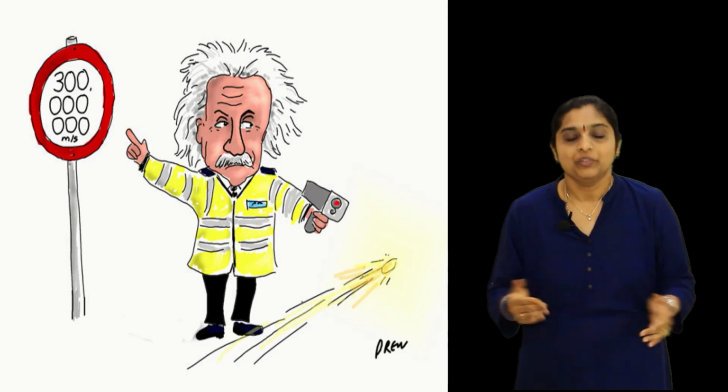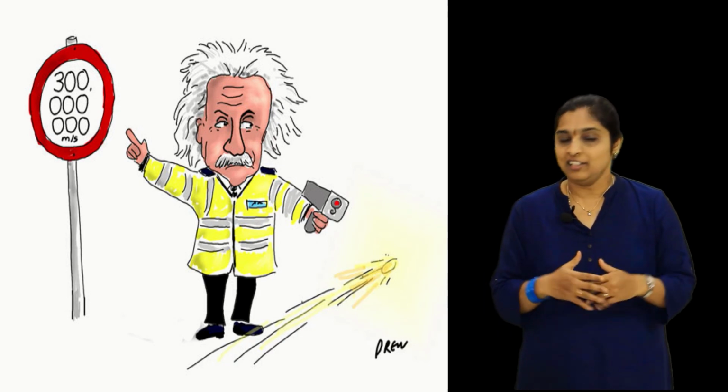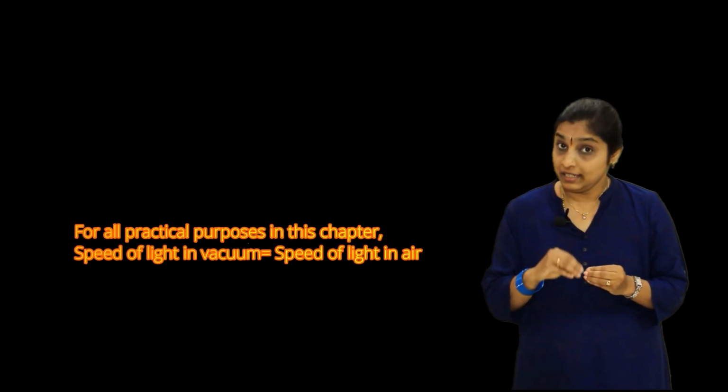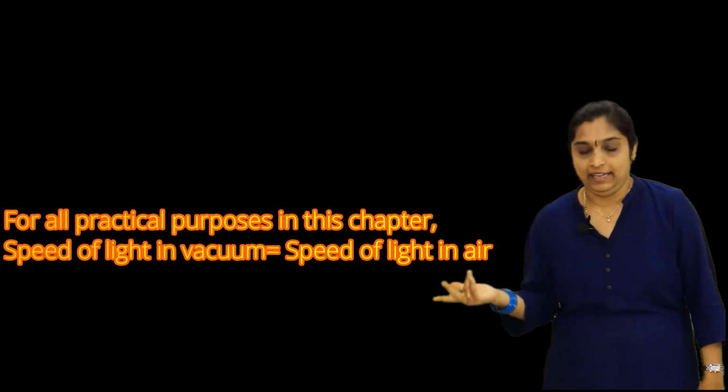Okay. So when is the speed of light maximum? Yes, of course, it is maximum in vacuum. Why is it maximum in vacuum? Because there are no particles to absorb light and re-emit. So the speed of light is maximum in vacuum, and it is a little bit less than that in air. But for all practical purposes in this chapter, we assume the speed of light in vacuum is equal to the speed of light in air. Okay.